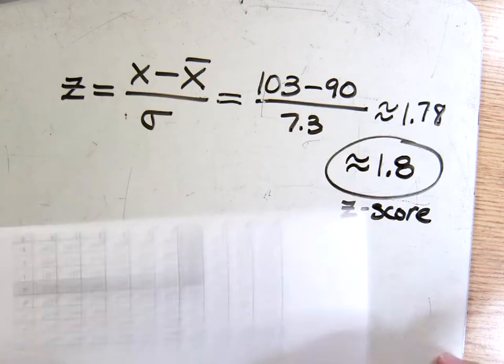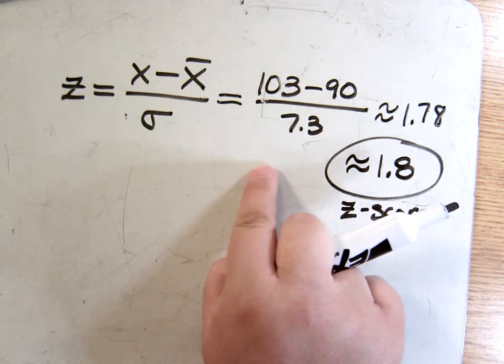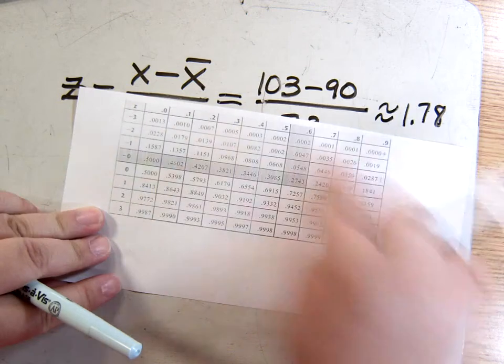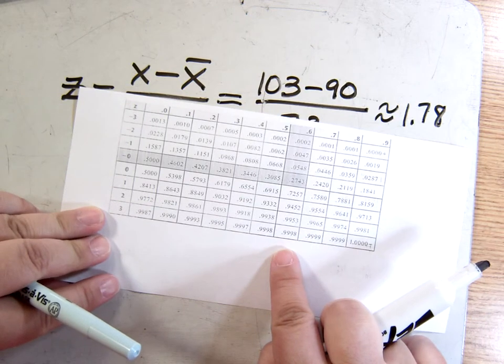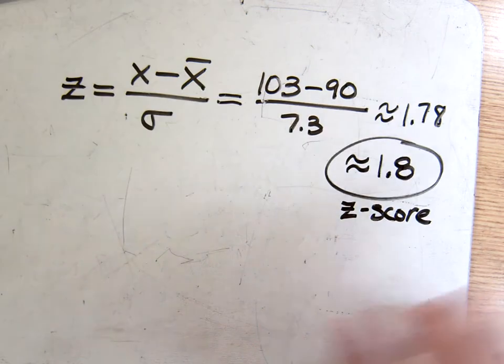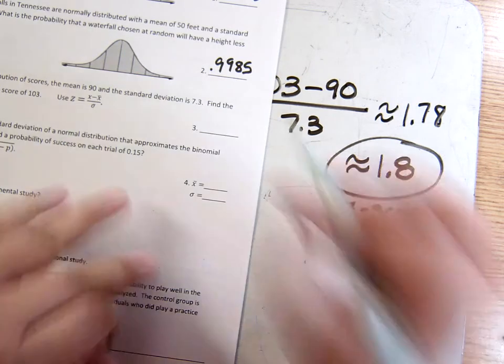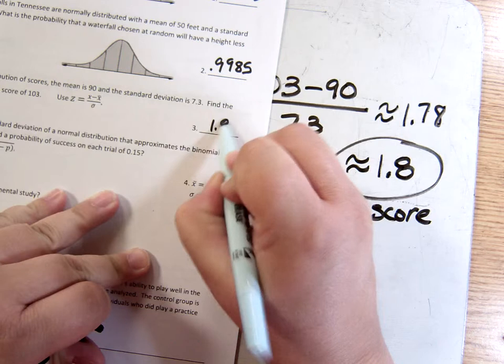In other words, the z-score is what this formula gives me and what I take to the table. The things that are in this table or this chart are the probabilities of various z-scores. Still have some people confused between the probability itself and the z-score. So the z-score is 1.8, and that's all I was asked for here.